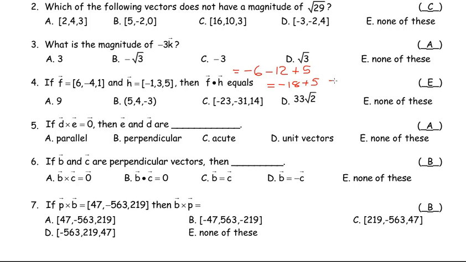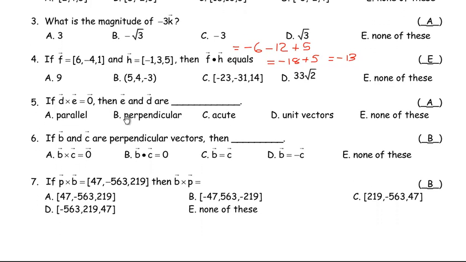Plus 5 would be negative 13. That would be the correct answer. But notice there are no correct answers here, of the first 4 anyway. So 9 is not correct. The dot product is a scalar. It couldn't be a point or a vector. And of course, 33 root 2 is not the same as negative 13. So we would answer E for question number 4.